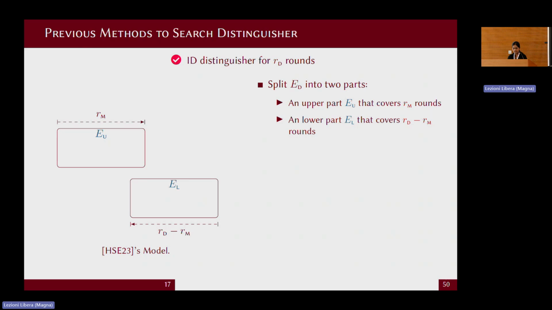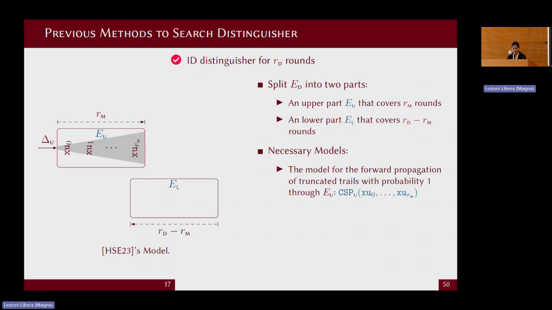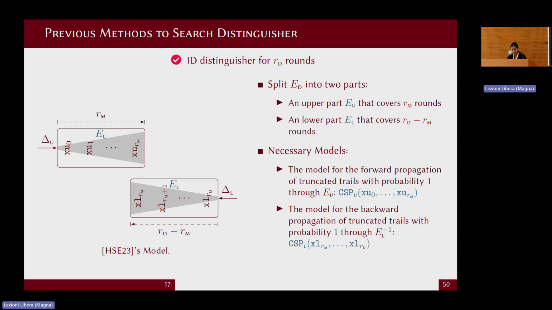So for this, suppose we are trying to find the ID distinguishers of R rounds. For that, we split the block cipher E into two parts, the upper part E_U of R_M rounds, say, and the lower part E_L of R_D rounds. And then we model the forward propagation of truncated trails with probability 1, and the next model, the backward propagation of truncated trails with probability 1, and try to find a model to ensure the contradiction at the middle round.